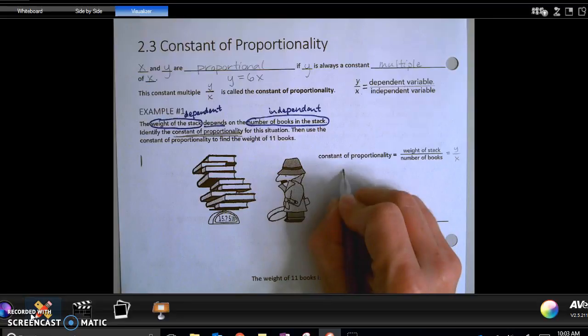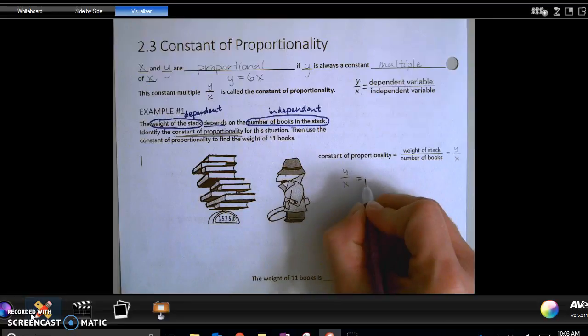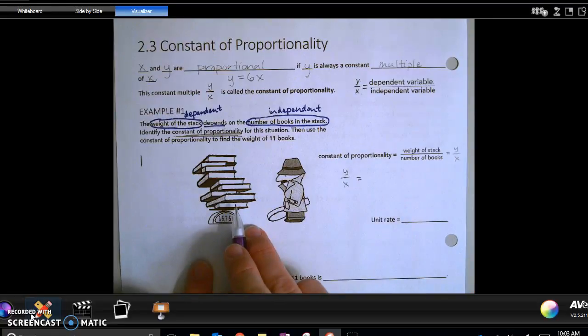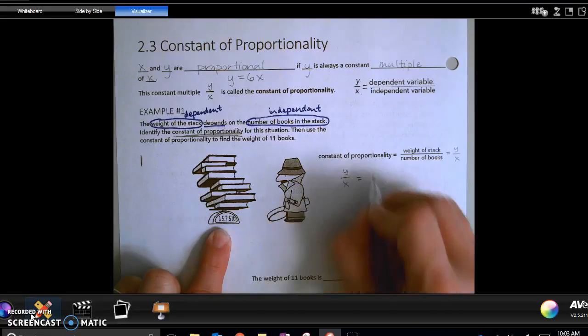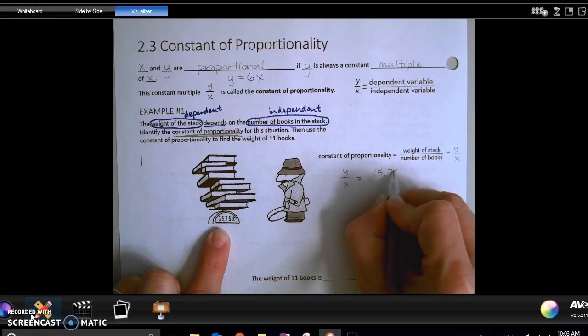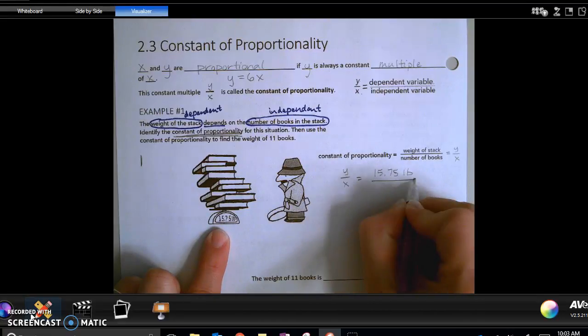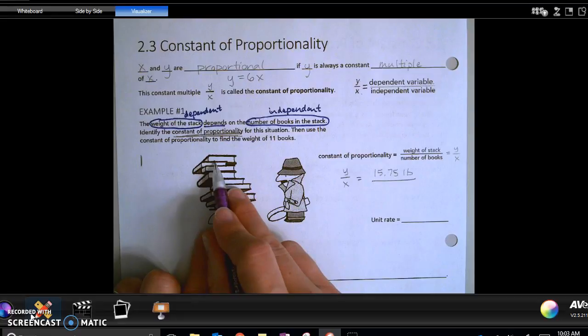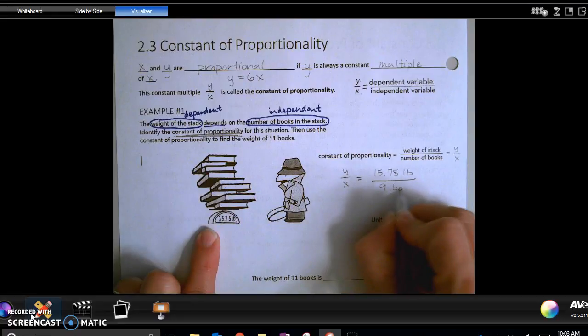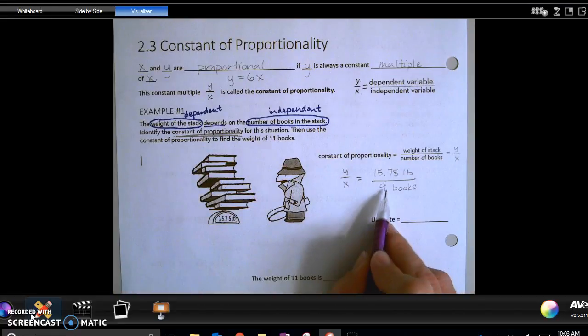So let's go ahead and substitute those values in. The weight of the stack I can see in my picture. Looking at the scale, it is 15.75 pounds. That's my weight. And now I need the number of books. 1, 2, 3, 4, 5, 6, 7, 8, 9 books in this stack. So now I have my constant of proportionality.